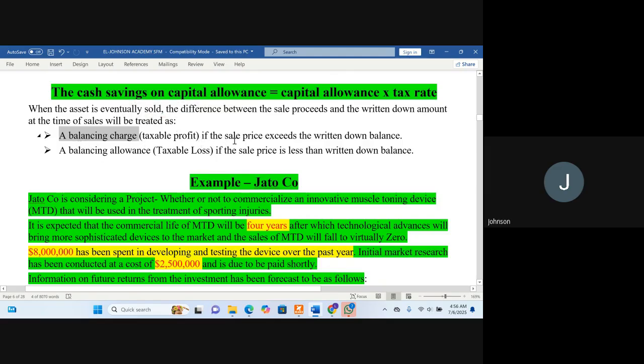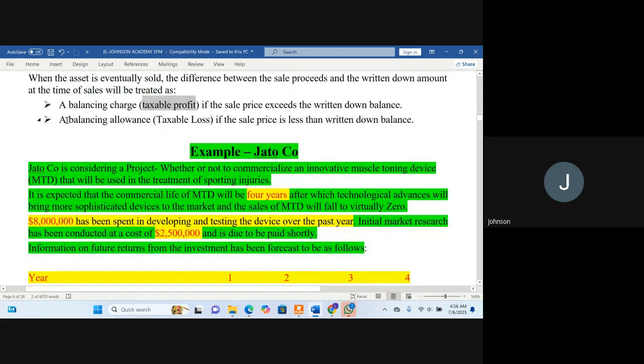If the sales proceeds exceed the written down balance of that asset, you must know that there is a profit that arose on that sale. Therefore, that profit must be taxed. So we call it a balancing charge, meaning there's a profit that is still taxable. However, if we reverse the case, then we have what we call a balancing allowance, which is a taxable loss, if the sales price is less than the written down balance.